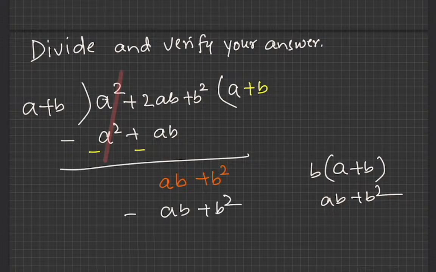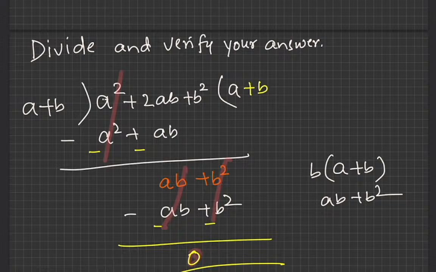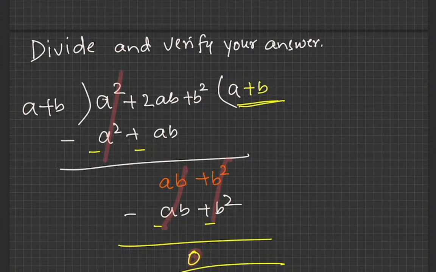And I'm going to change the sign. So ab becomes negative, b squared becomes negative. So these two both cancel. So a plus b is my quotient.